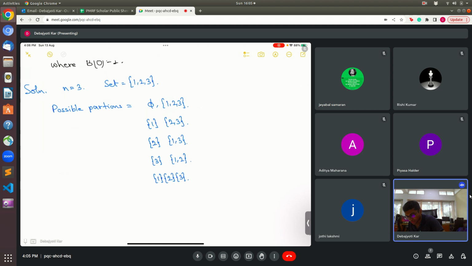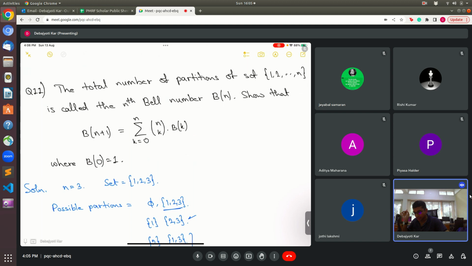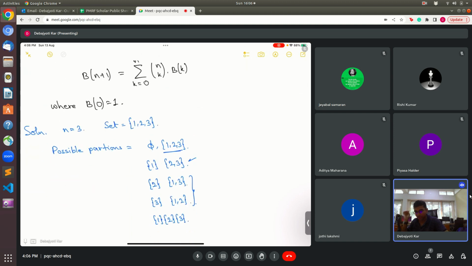So either you take all 1, 2 and 3 into a single part and the other part is empty, or you can partition it by taking 1 in one part and 2 and 3 in the other part, similarly the remaining 2, or you can take 1, 2 and 3 each in separate partitions. So the number of parts doesn't matter. So what we have seen is the number of possible partitions of this set 1, 2 and 3 is 5 basically. So here n is equal to 3, so B of 3, the third Bell number, is equal to 5.